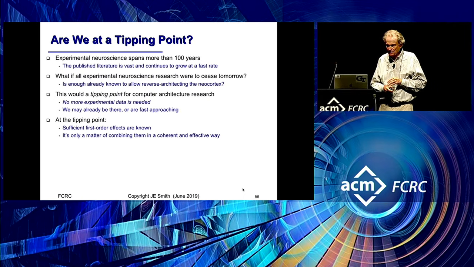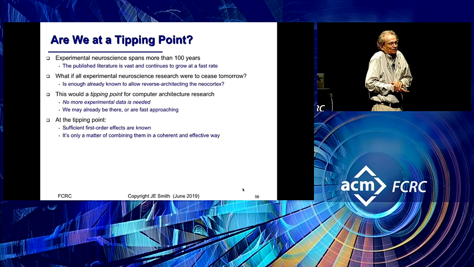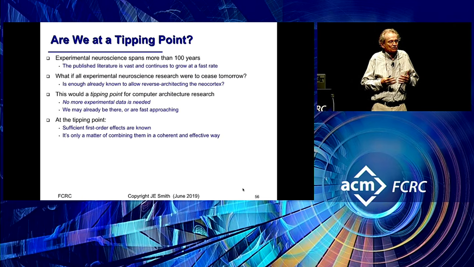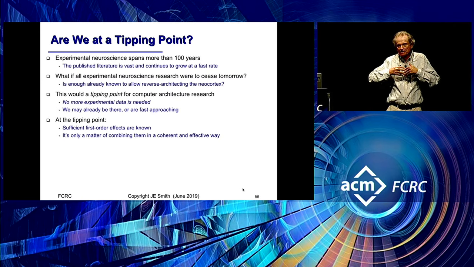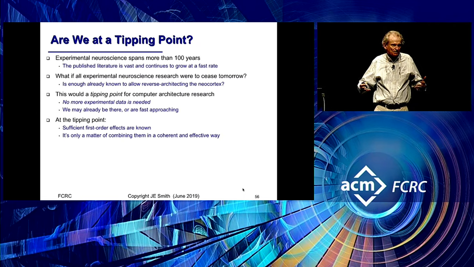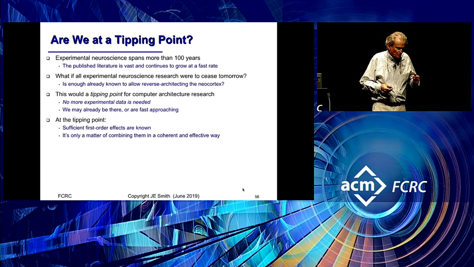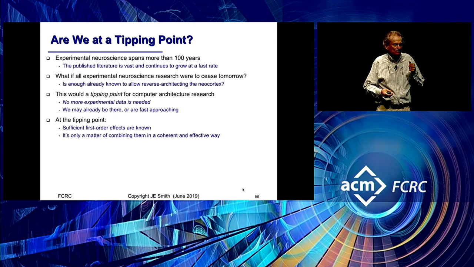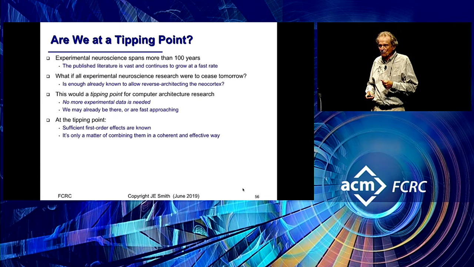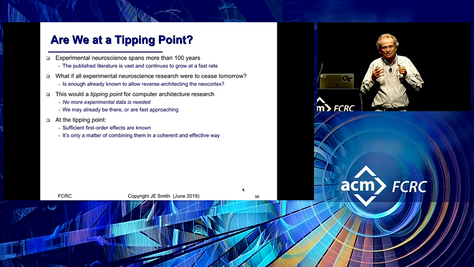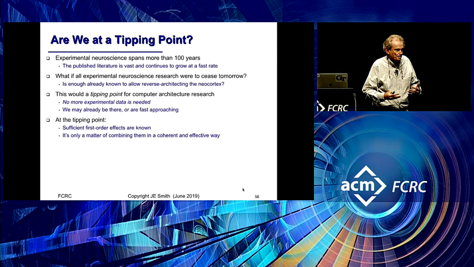Okay, finally, I think an important question in all this, and which may affect whether you would want to do research in this area, is, are we at a tipping point? Experimental neuroscience has spanned over 100 years. The published literature in neuroscience is vast, and it's growing all the time. It's almost overwhelming. But the question is, what if all experimental research were to cease tomorrow? Do we already know enough? Have we learned enough already to build these networks?